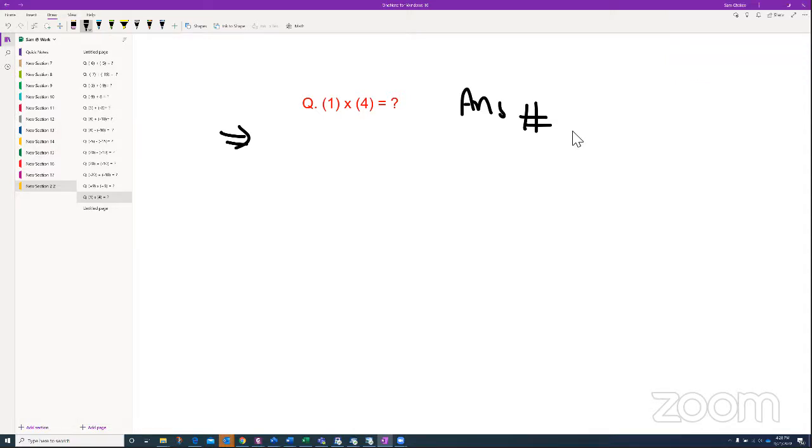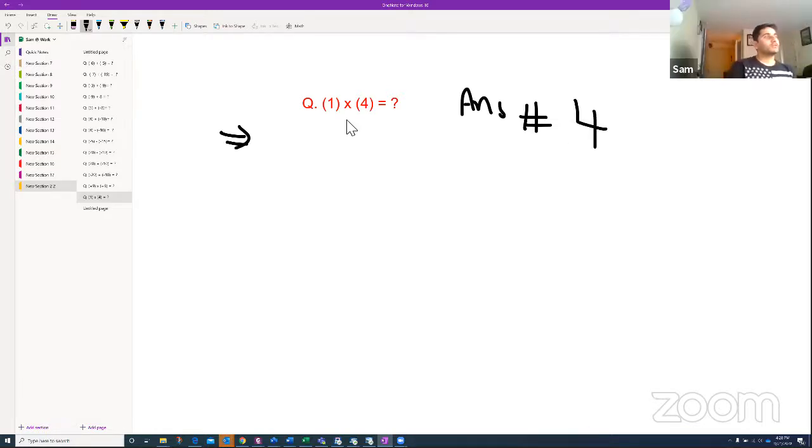Four. 4, okay. So we have a positive and positive, that's going to be positive, and 1 times 4 is going to be 4. So 4 is the right answer.